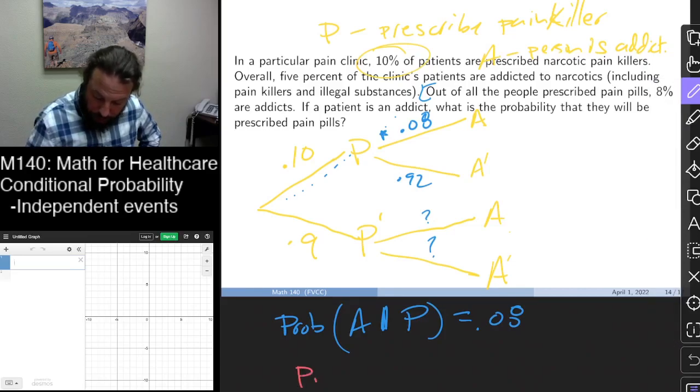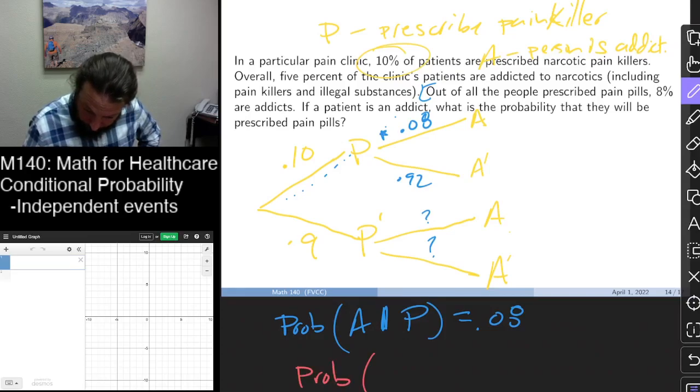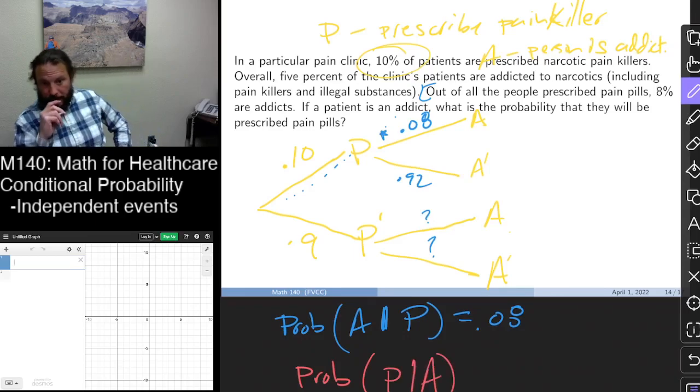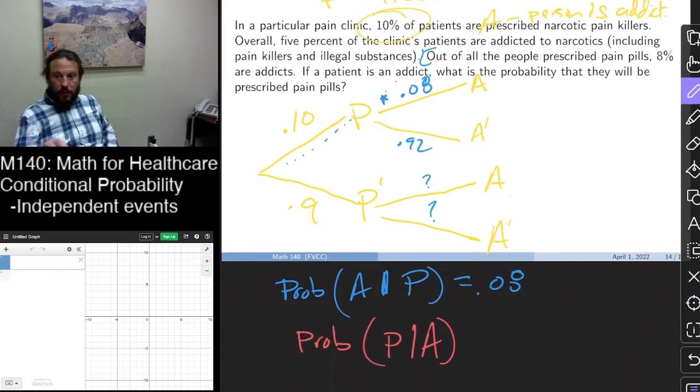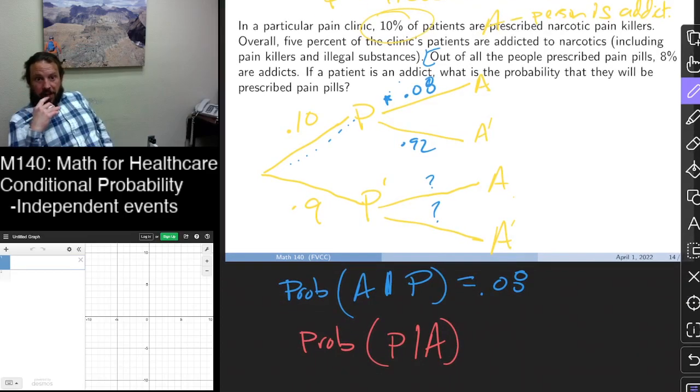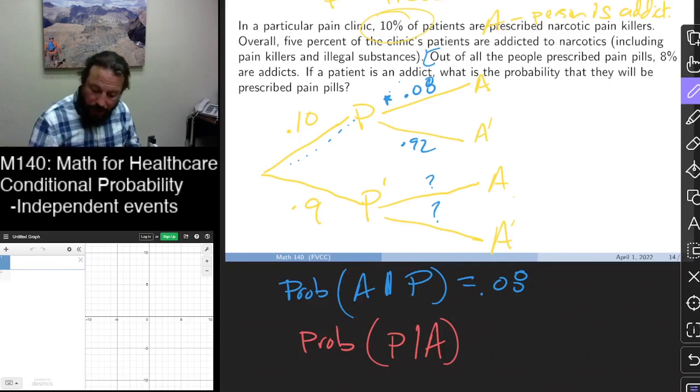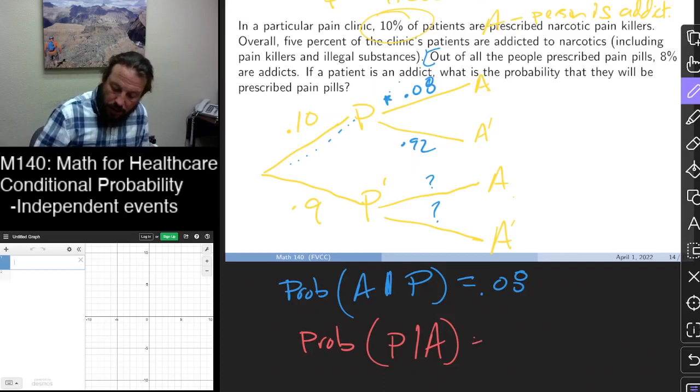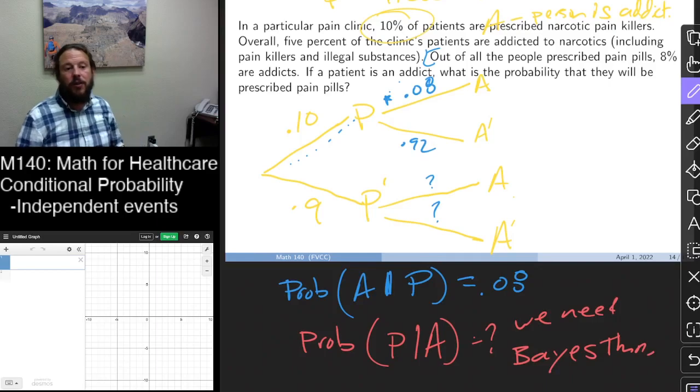What we're being asked to find is the probability of being prescribed painkillers given that you're an addict. Now, we're not quite ready for this. To calculate this, we need Bayes' theorem, which will be covered in the next video.